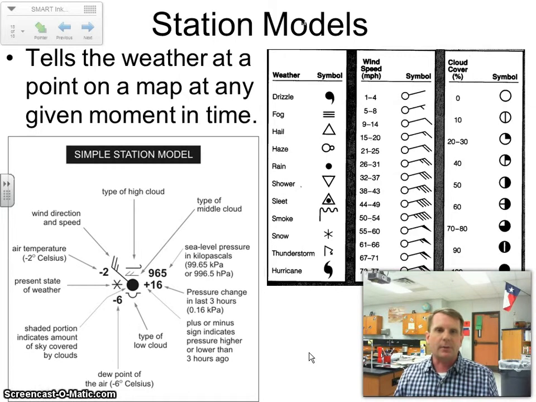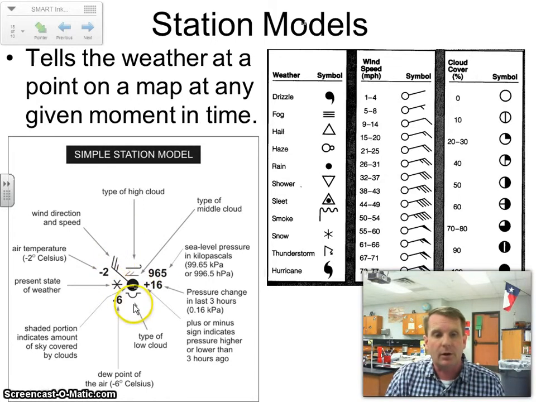Now let's look at station models. In a station model, what you'll sometimes see on a weather map is you'll have different cities pointed out, and you'll see these little guys. This is a station model, and it tells the weather at a point on a map at any given moment in time. So lots of different information. I would draw this, write this out, draw an example of what all these things are.